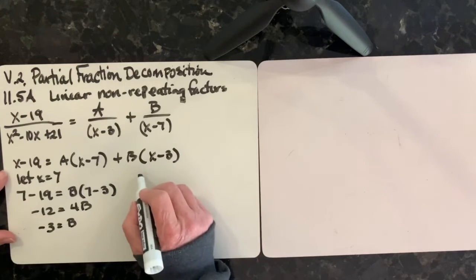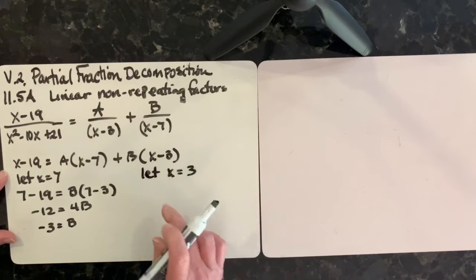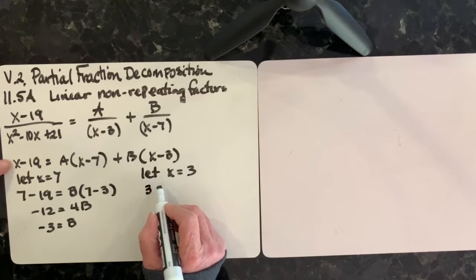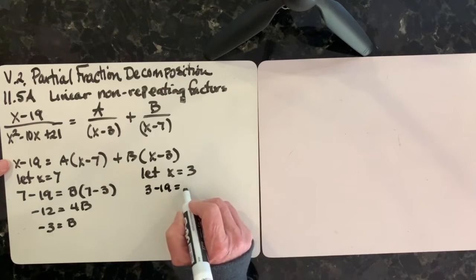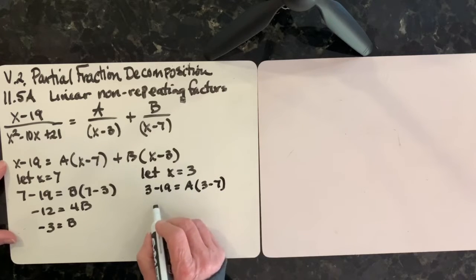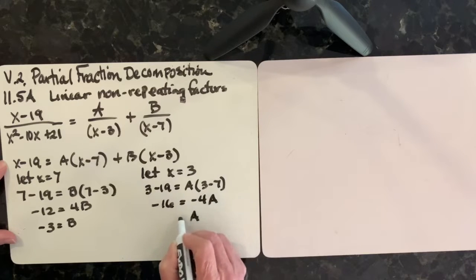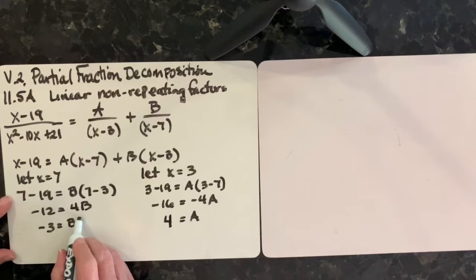So with that, we're going to let x equal 3. That'll force the b value to go away. So I'll have 3 over here. Don't forget this side. 3 minus 19 equals a times 3 minus 7. So this gets me negative 16 equals negative 4a. So a equals positive 4. So those are my two a and b values.